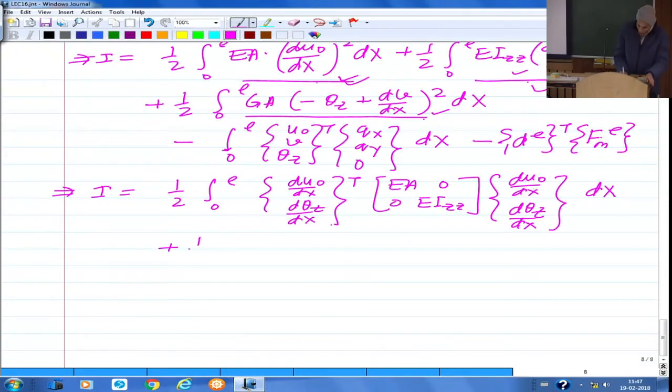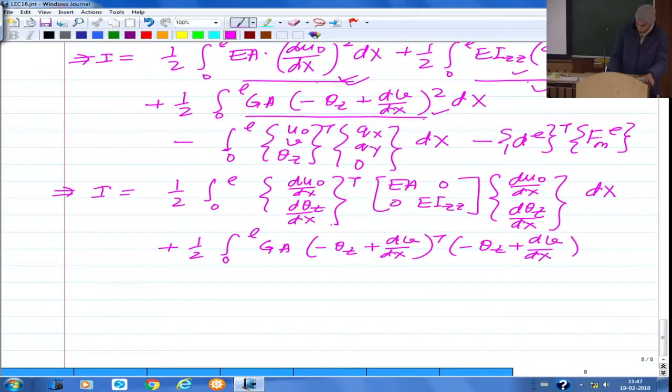And the second term similarly you can write as half integral 0 to L GA, now a scalar you can write anywhere, and this you can put as minus theta z plus dv by dx transpose into minus theta z plus dv by dx into dx, and not the rest of the other terms. So I am not going to write all of those. So this is about the various energy terms.